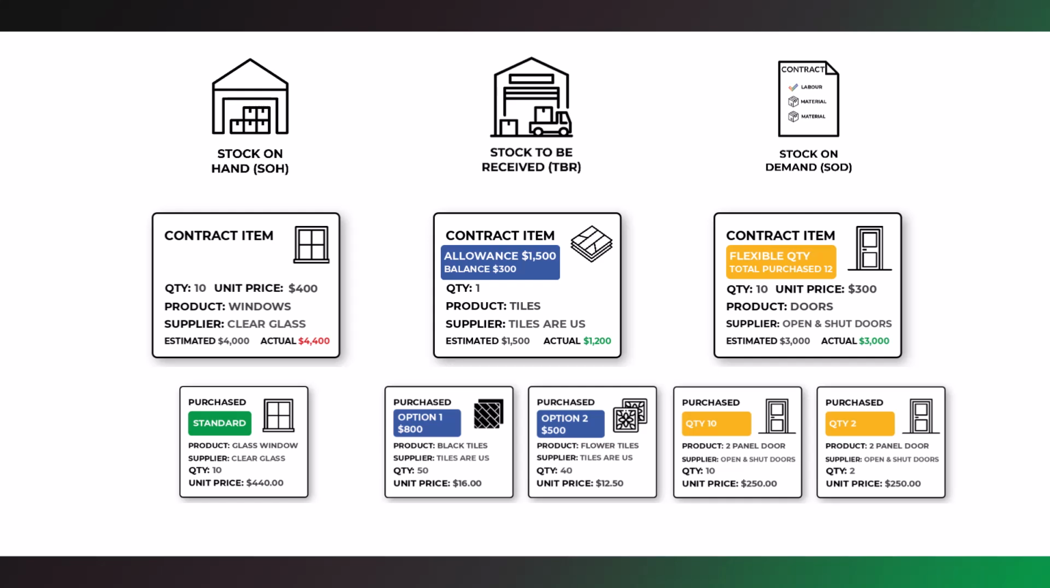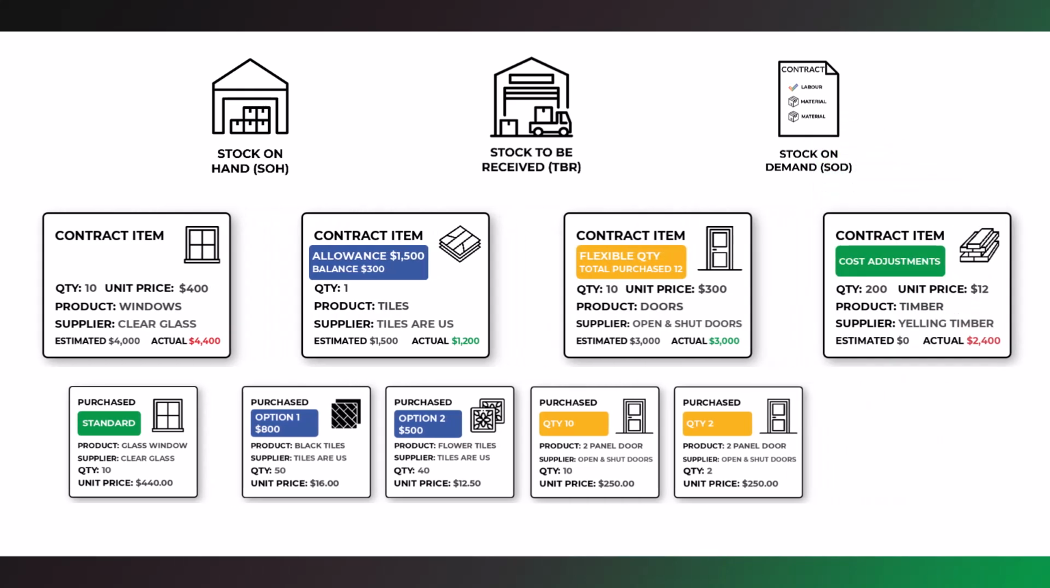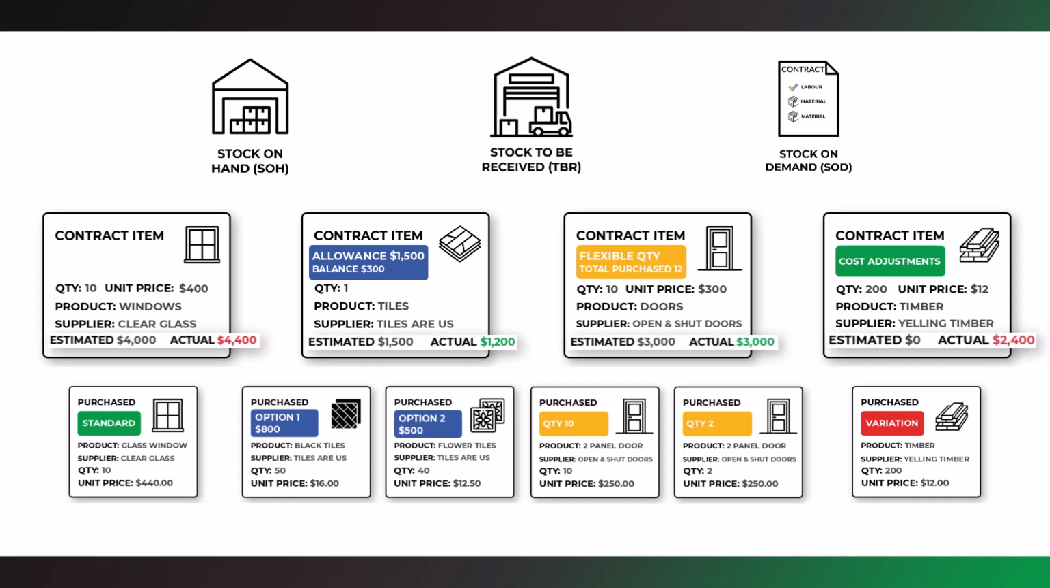Flexible quantities means you can purchase more of the same product and be alerted if you exceed the set budget. And cost adjustments, to purchase items not included in your estimate, which could be internal cost adjustments or converted to estimate variations. These features help you to track what is needed, along with managing your estimated and actual costs.